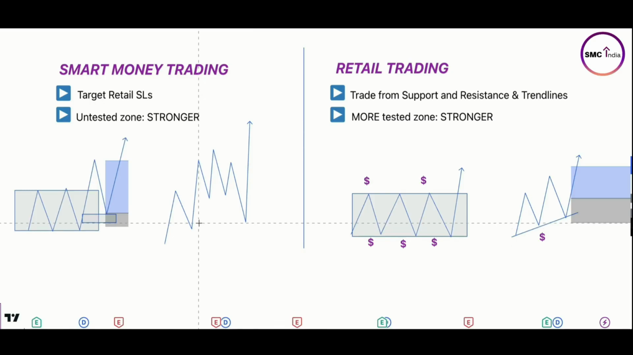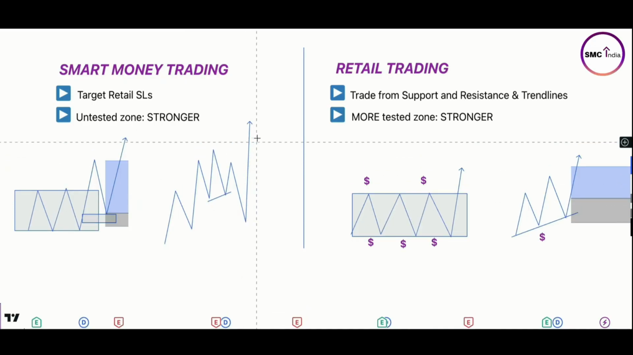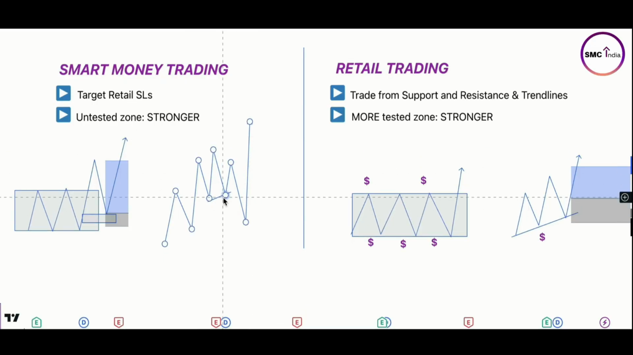So what you do is identify this trend line as the liquidity. When you see that there is a rapid move in the market, the banks are waiting for the price to come to this unmitigated zone or to this order block and then make the market move. So they grab the liquidity here and then make the market move.